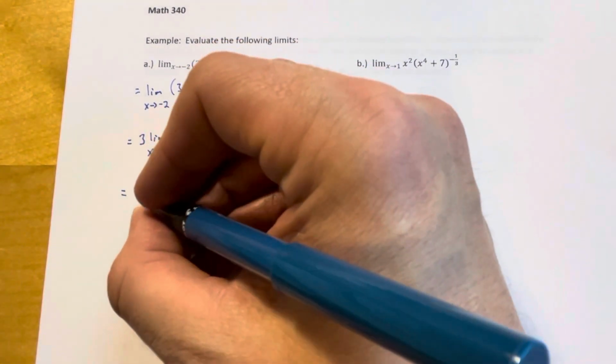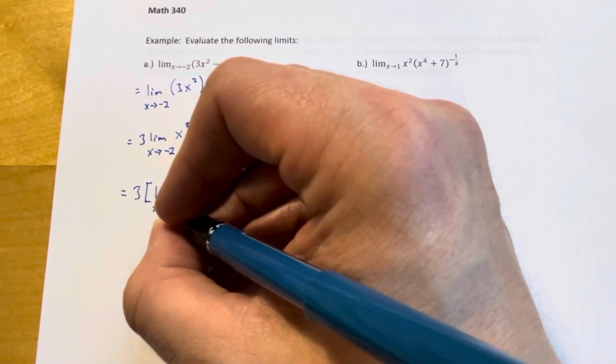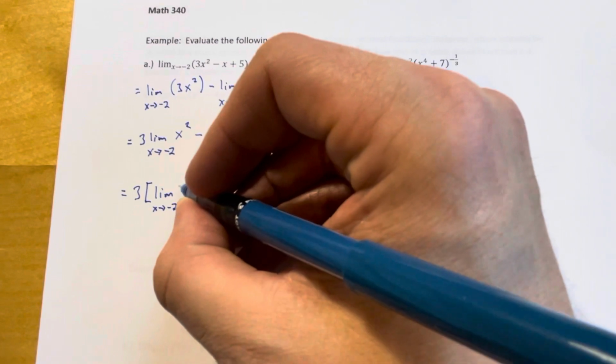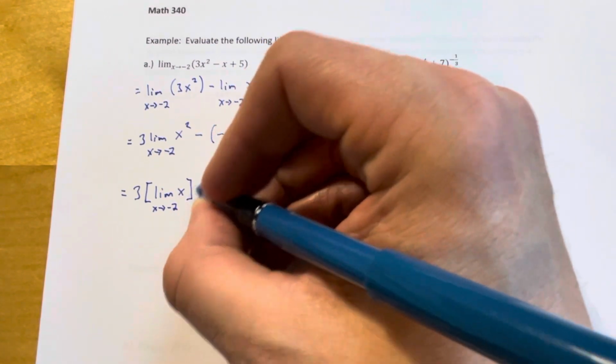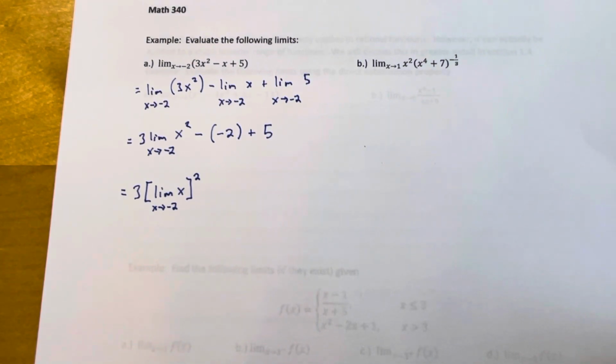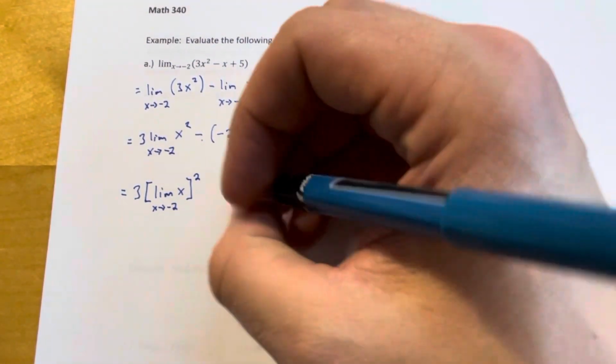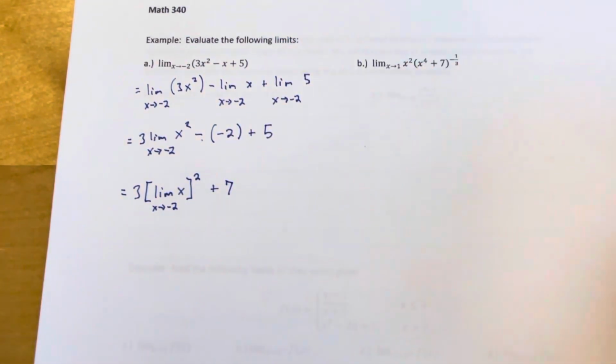So I can write this as 3 times the limit as x approaches -2 of x squared. So the limit just got brought into that second power that's happening there. Minus -2, that's the same as plus 2, plus 5, that would be plus 7.